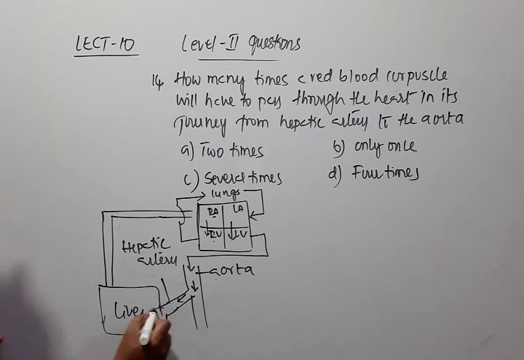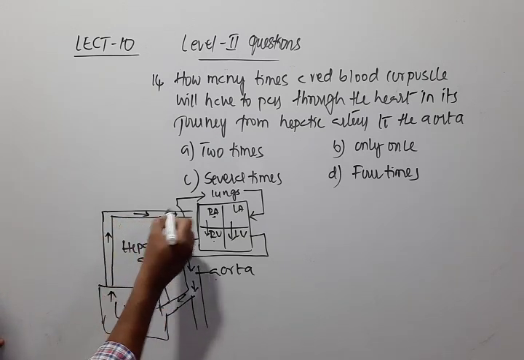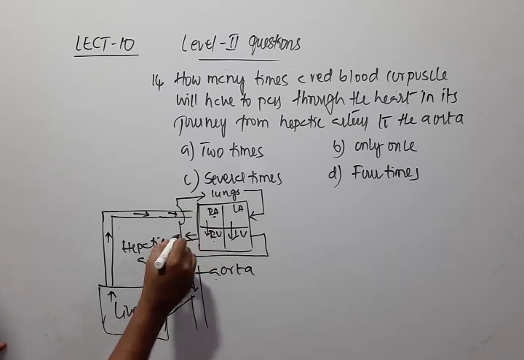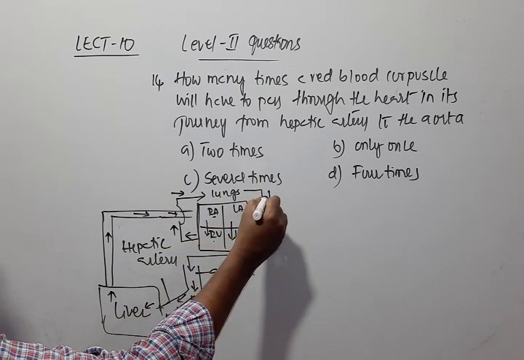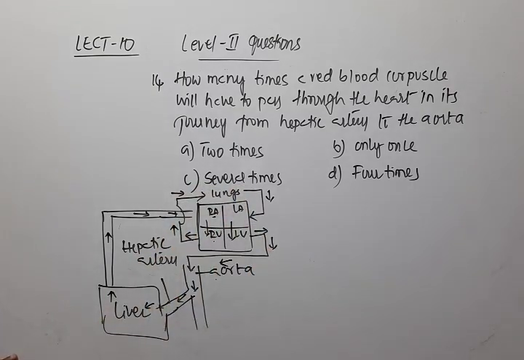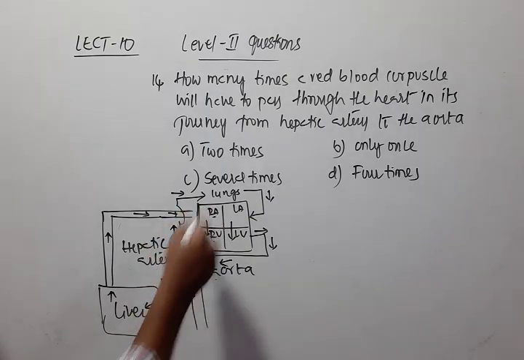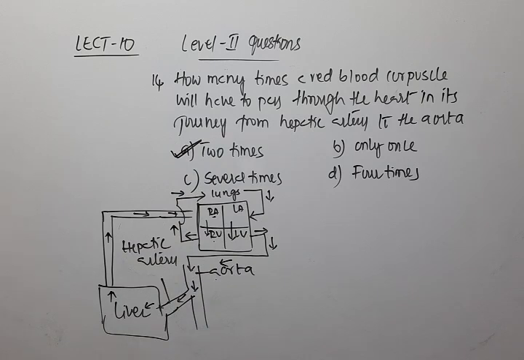I'm just mentioning this with the arrow marks here. So this is the flow of circulation, from here to the pulmonary artery, to the lungs. This is the flow of blood. With this we understand that the red blood corpuscle has passed two times through the heart. So the answer is two times.